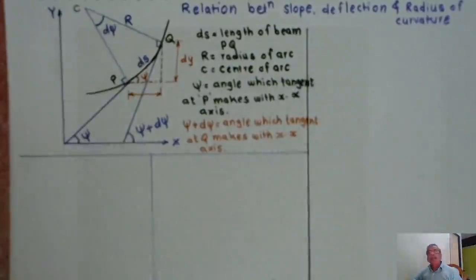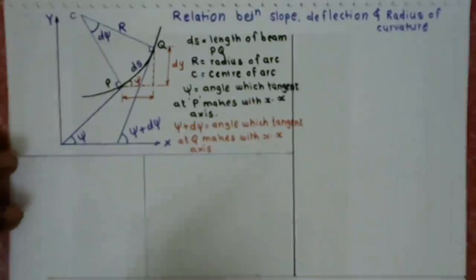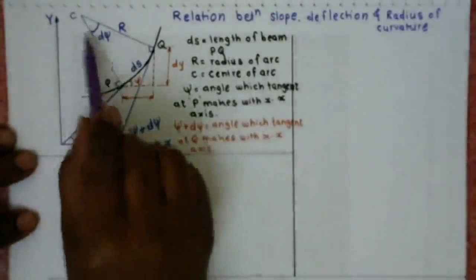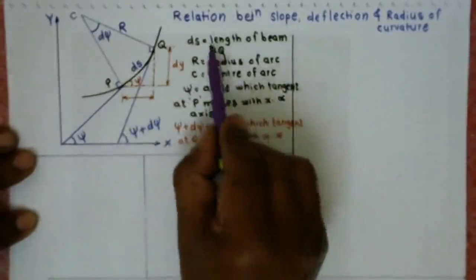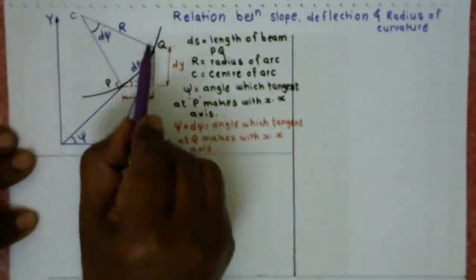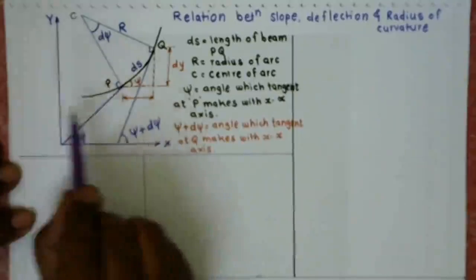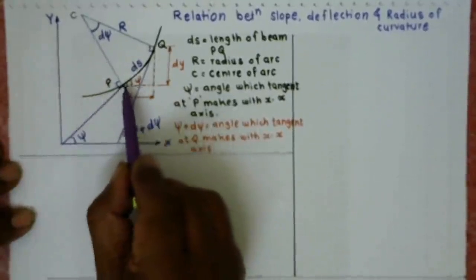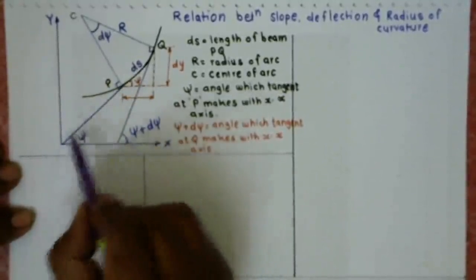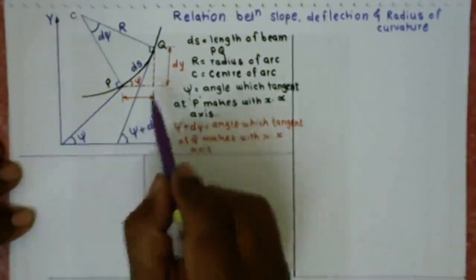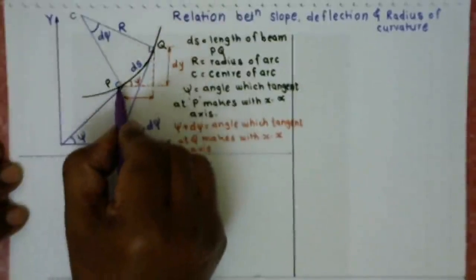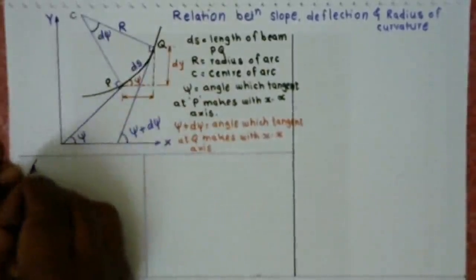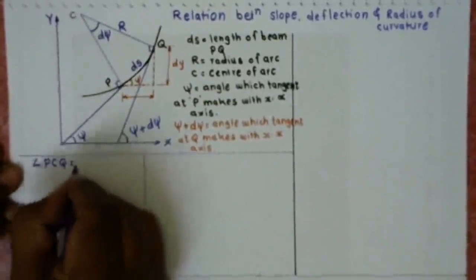Now let's see the relationship between slope, deflection and radius of curvature. The figure shows the curvature of the beam, and here we consider the section PQ, a small element of it. ds is the length of the element, r is the radius of curvature, C is the center of the arc, psi is the angle which the tangent at P makes with the x axis, whereas psi plus d psi is the angle which the tangent at Q makes with the x axis. Now consider the angle PCQ. Angle PCQ is equal to d psi.